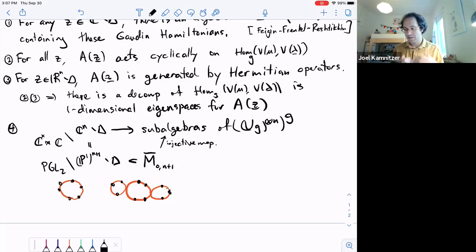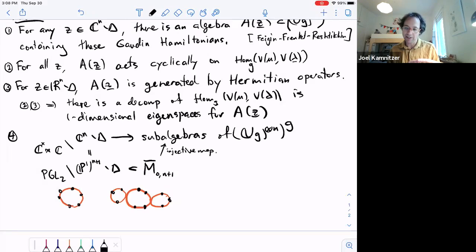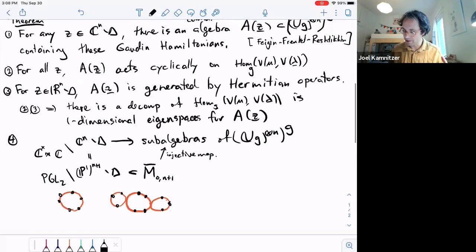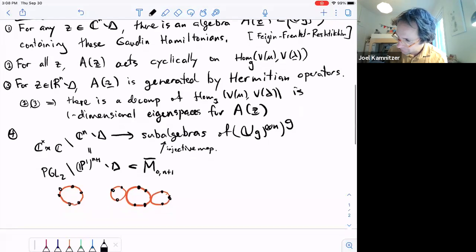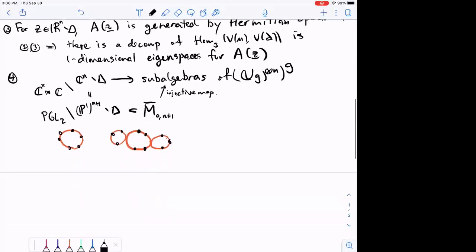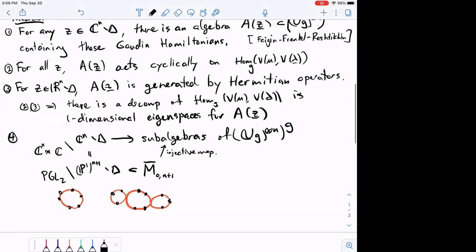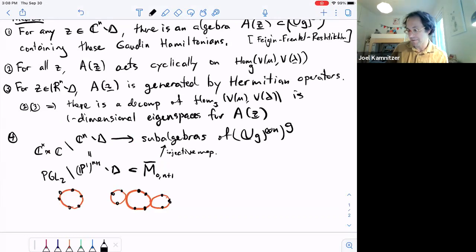In other words, the space of all limits of these Gaudin subalgebras, this algebra being called the Gaudin algebra, is isomorphic to this moduli space of marked genus 0 curves. Not just injective, but bijective? Well, there may be some commutative subalgebras which are not of this form, but all the ones obtained as limits of ones of this form are in this space.